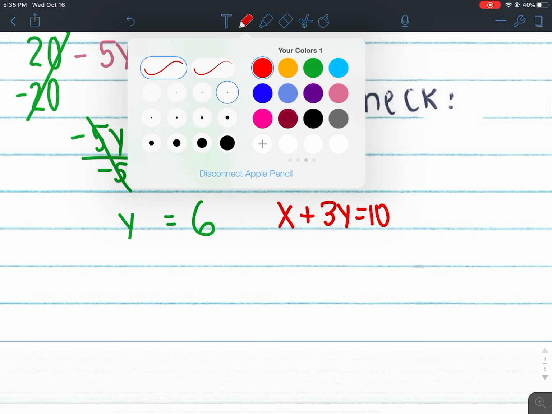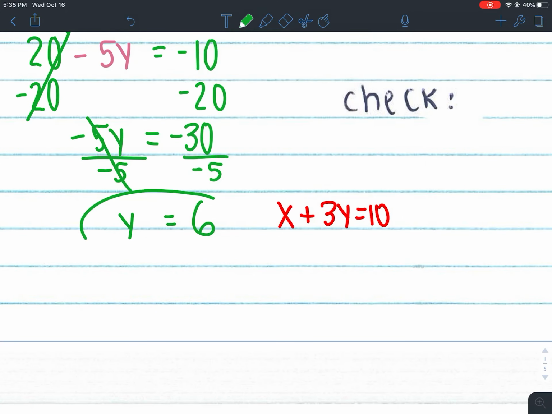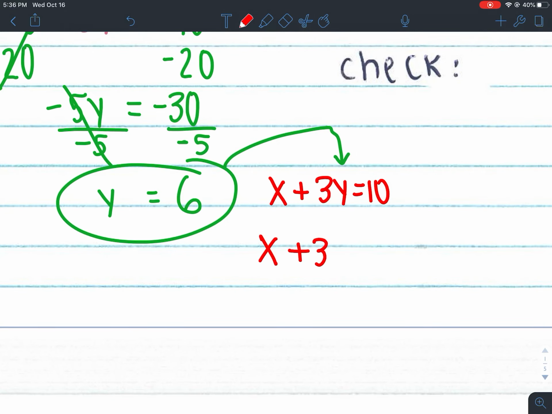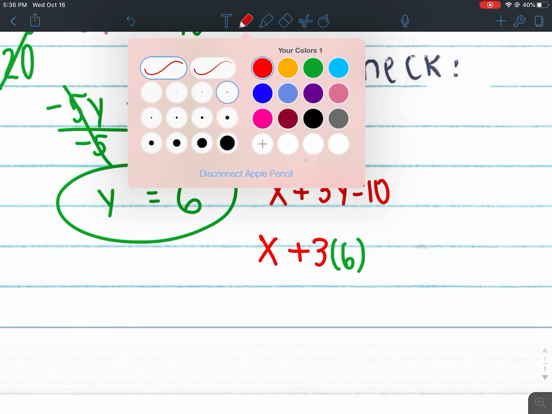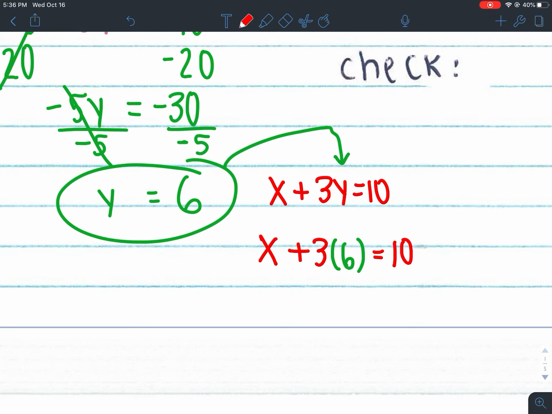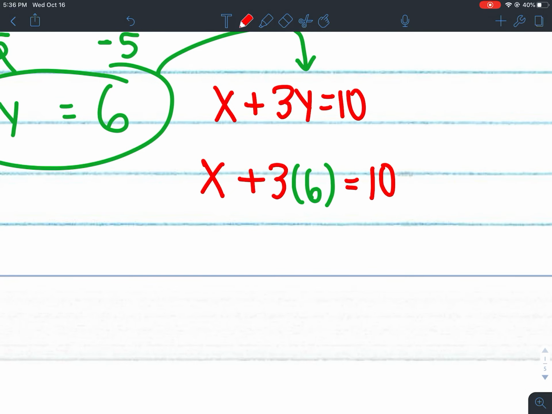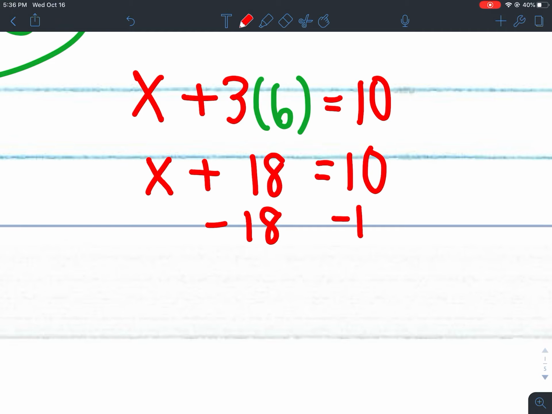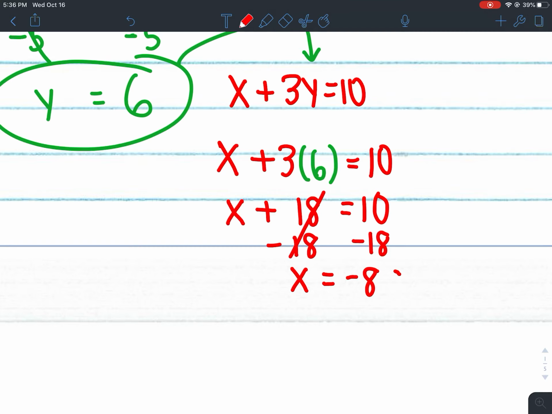Okay? I'm going to take what I just had here. I got y equals 6, and then I'm going to substitute it in for my y value, because I have a y value here. So then I have x plus 3, and anytime you substitute, you always use parentheses. So y is now 6 in parentheses equals 10, and then you simplify. So this is going to be x plus 18 equals 10, and then I have minus 18 on both sides. And I have x equals negative 8.